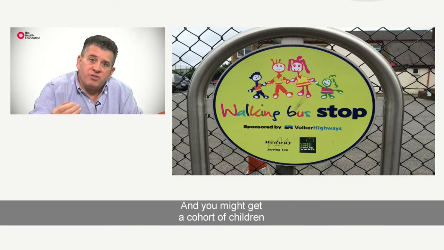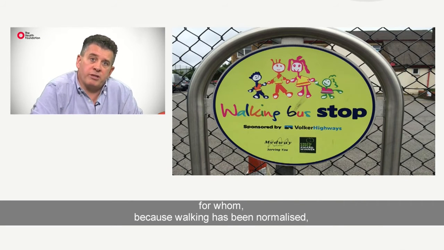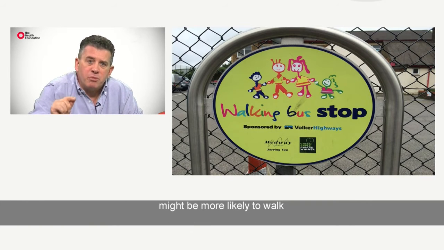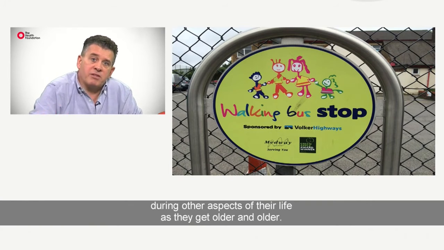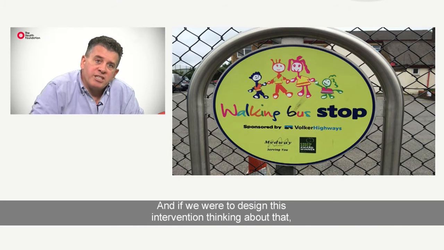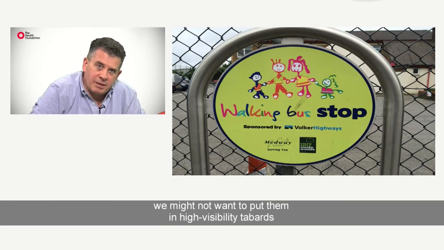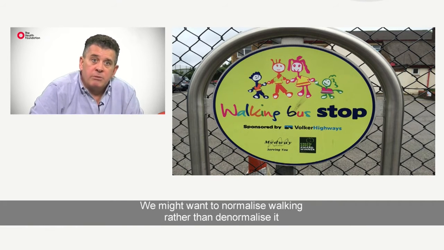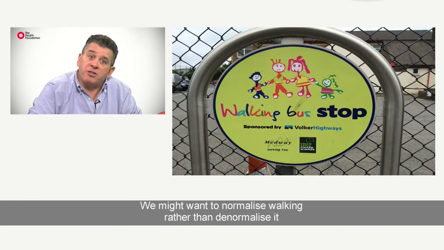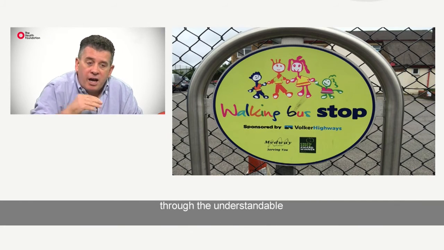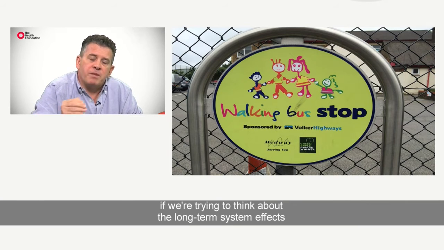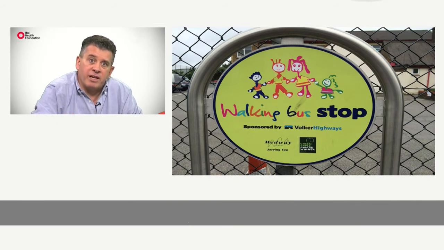And you might get a cohort of children for whom, because walking has been normalised, not all of them, but a proportion of them, might be more likely to walk during other aspects of their life as they get older and older. And if we were to design this intervention thinking about that, we might not want to put them in high visibility tabards, because normal people don't wear high vis tabards to go for a walk. We might want to normalise walking rather than denormalise it through the understandable safety conscious approach that we take. But it might actually be counterproductive if we're trying to think about the long-term system effects of this kind of intervention.